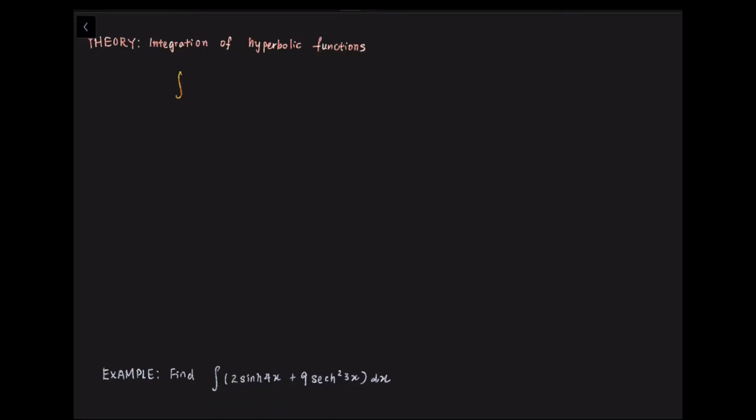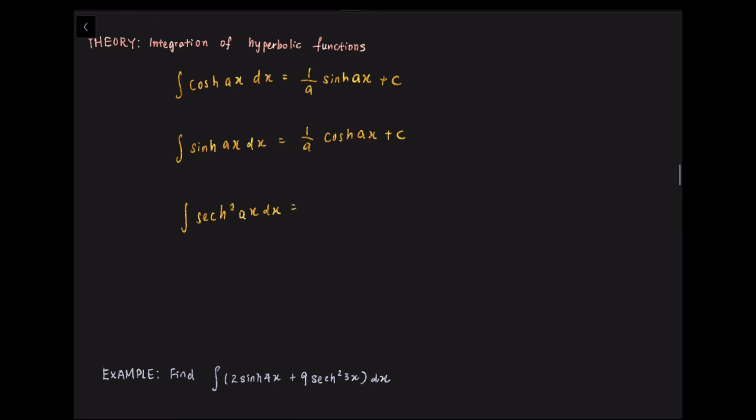So how do we integrate hyperbolic functions? From the differentiation formula just now, we can deduce that integrate cosh ax dx equals 1 over a sinh ax plus c, and integrate sinh ax dx equals 1 over a cosh ax plus c. And finally, integrate sech squared ax dx equals 1 over a tanh ax plus c.